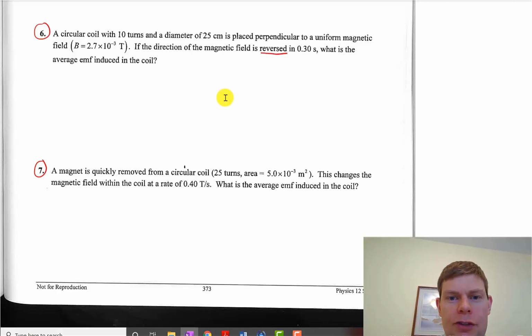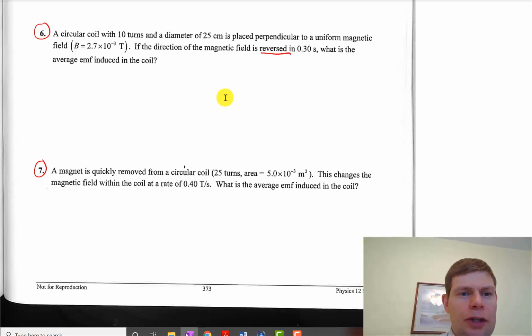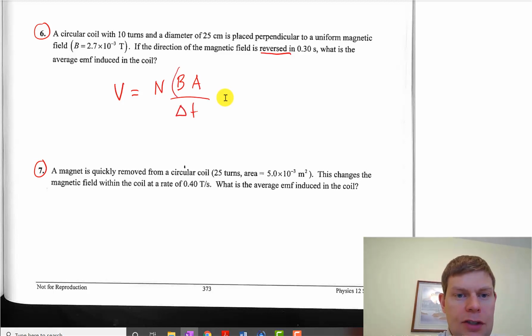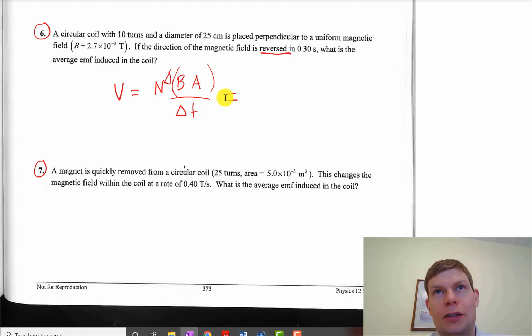So because of this reversed, it's kind of double what you might think. So we set this up aside from that exactly the same as all the others. It's the number of turns times our magnetic field times our area all over the change in time. Keep in mind this is the change in flux. So if you're going from like 5 up to 5 down, your change is 10. So our total change in flux will be 2 times B times A.